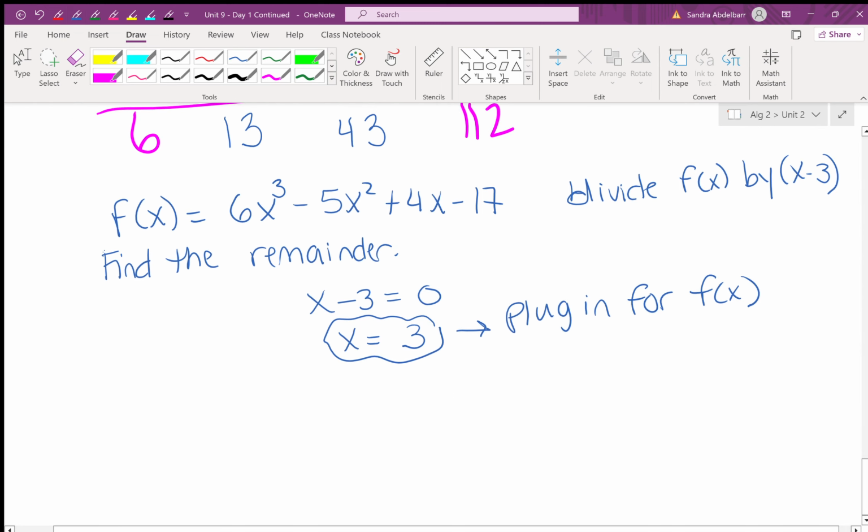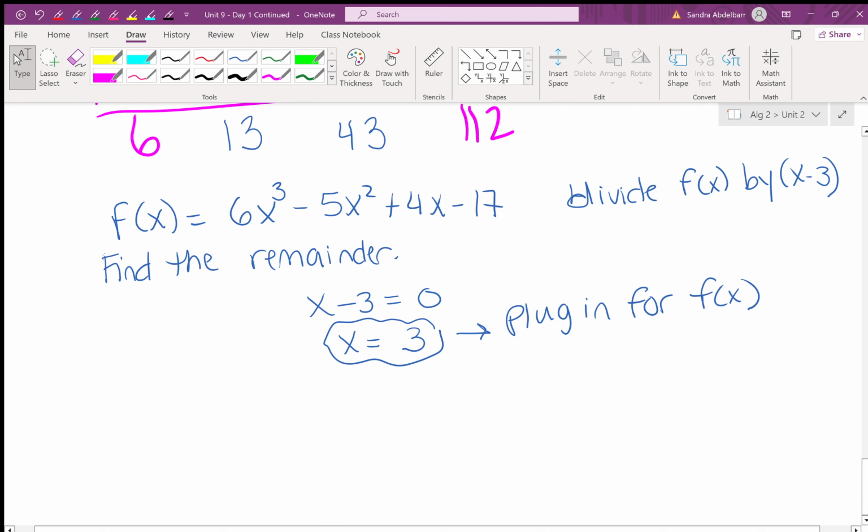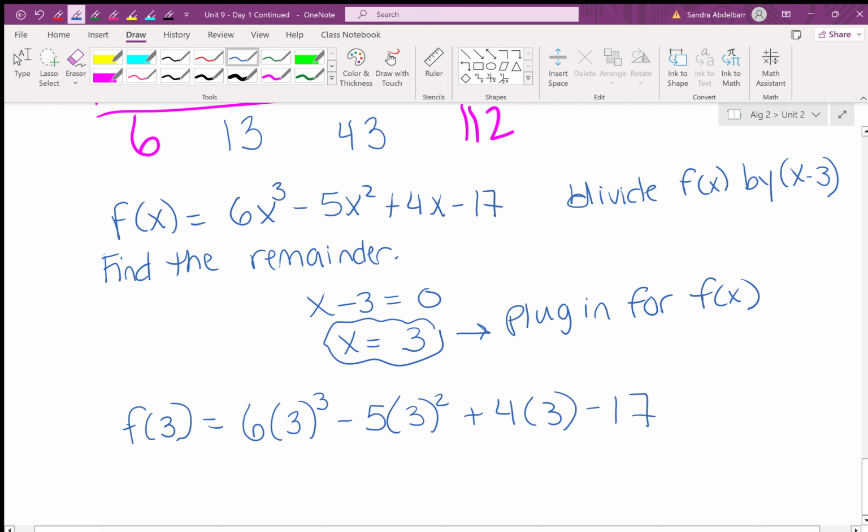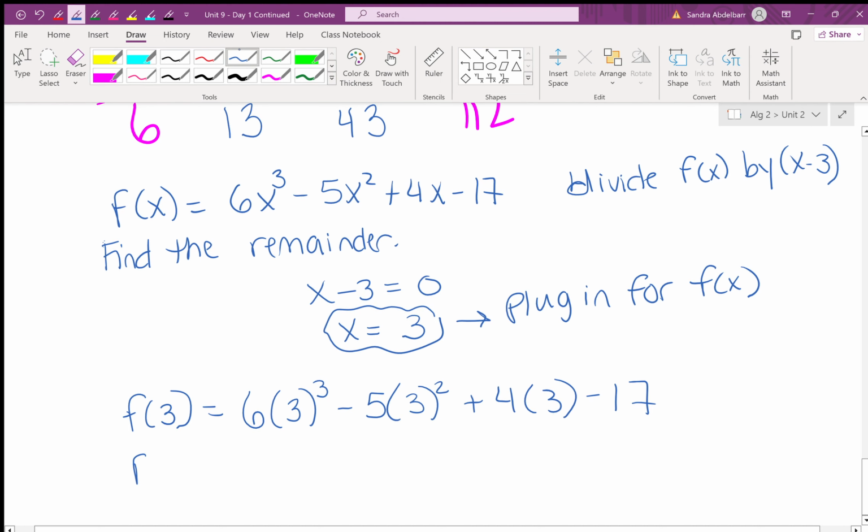And you simplify that down, what you simplify down to will be the remainder. So we have f of x is 6x cubed minus 5x squared plus 4x minus 17. If I take f of 3, so now I'm substituting 3 in for x, that's going to give me 6 times 3 cubed minus 5 times 3 squared plus 4 times 3 minus 17. Anybody have their calculator? Want to plug this all in for us? 112.